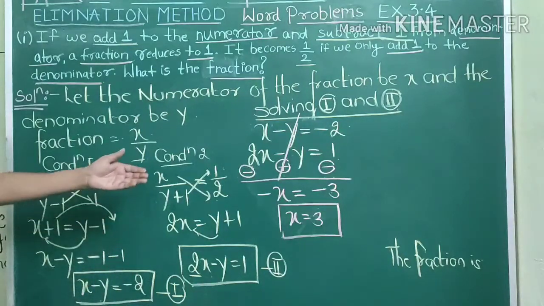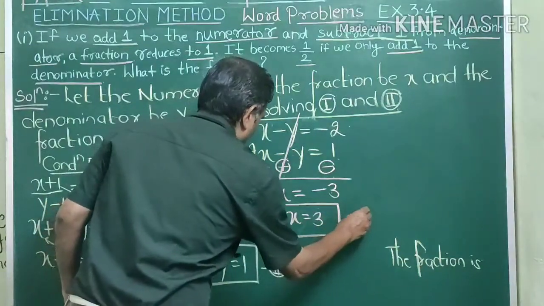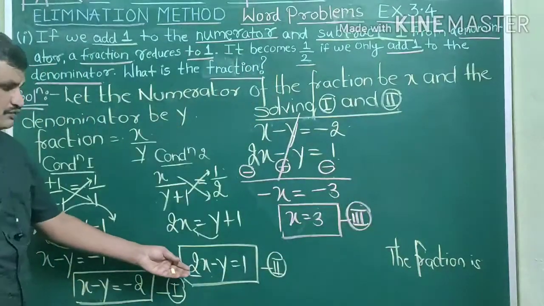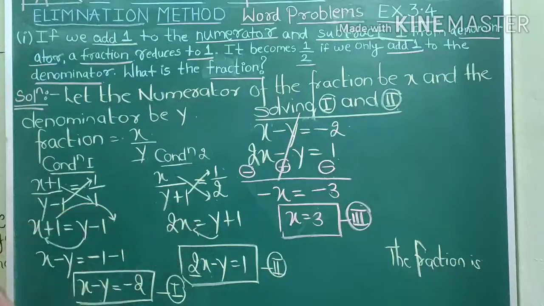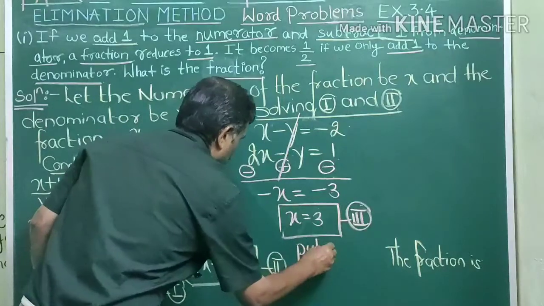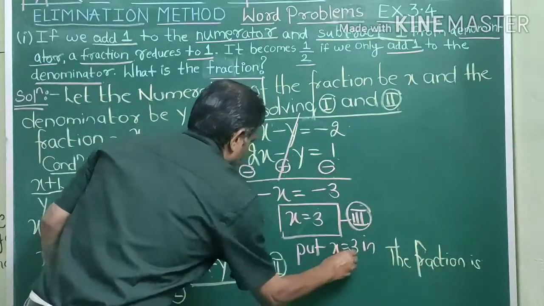So what I'll do is, in this equation, x is equal to 3, I'll put it in the first equation. Or even, I don't say that the second equation is difficult. Even if you put it here also, you will get the solution. So what I do here is put x equal to 3 in equation 2.